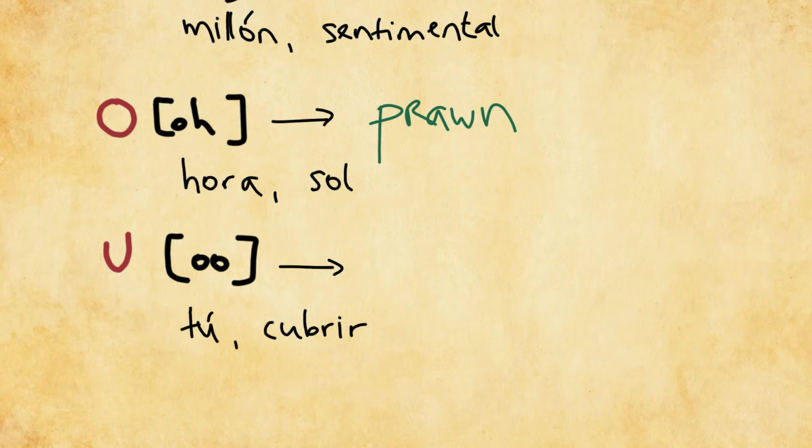And the last thing I want to show you is how to pronounce U in Spanish, which is basically an equivalent of two O's, kind of like U. So like in the English words loom or boom. Let me show you the Spanish words, tú and cubrir. Tú means you, cubrir means cover. So again, you can hear that. Loom, u, cubrir, u, tú, u. This is the sound that you want to get.